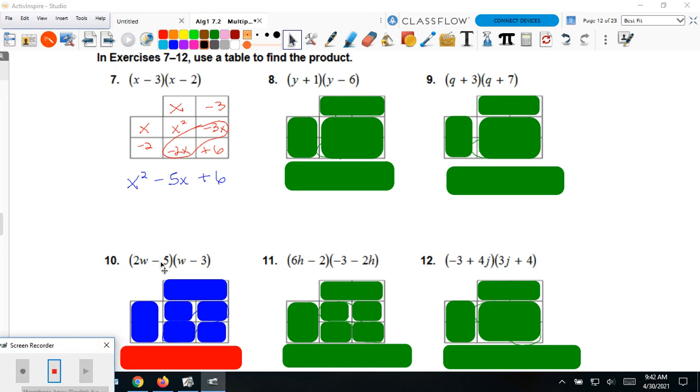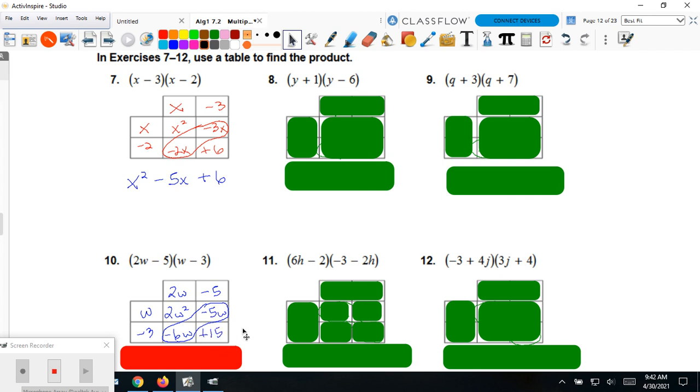So the 2w minus 5 will go up on top. So 2w and a minus 5. W minus 3 goes down the side here. So the w and then the minus 3. So you multiply 2w and the w is a 2w squared for the first one. The negative 5 times this w here is a negative 5w. The 2w times the negative 3 will be here, so 2 times negative 3 is negative 6 with a w. And then the negative 5 times negative 3, negative times negative is positive, so positive 15.